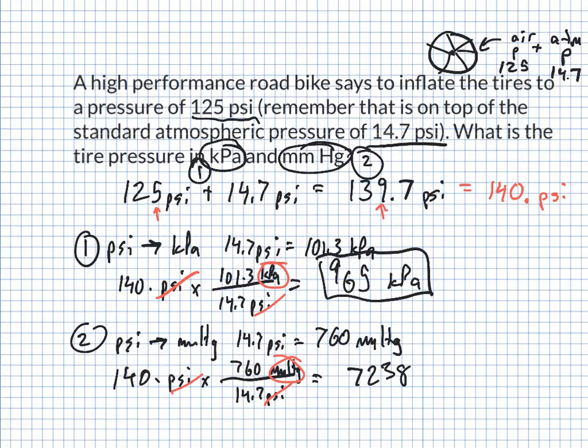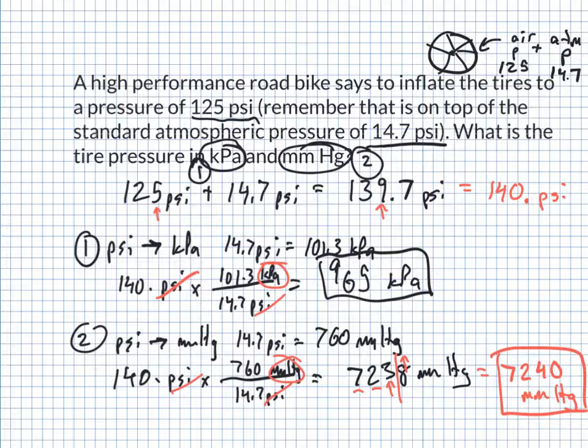It's 7238 millimeters of mercury. But where do I do my sig figs? Well, 1, 2, 3. So I need to cut it off here. This makes me round up. So that answer is going to be 7240, because I have to make sure that this stays as a placeholder 0 there, millimeters of mercury. So don't forget how to apply your sig fig rules.